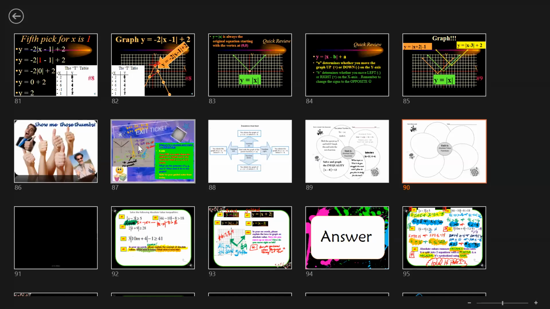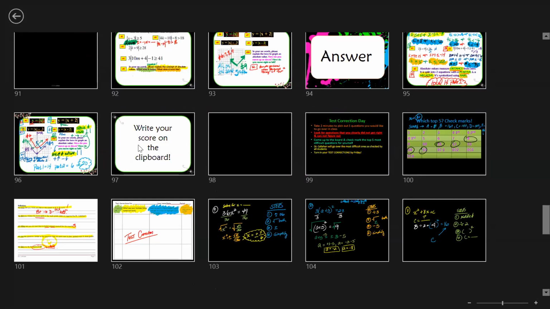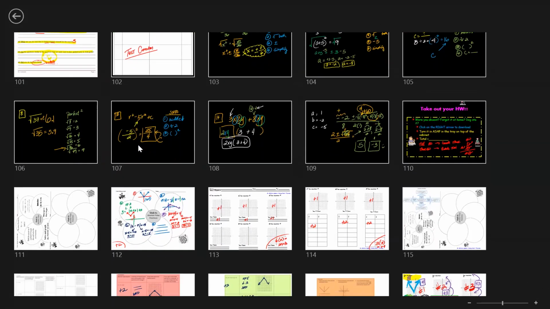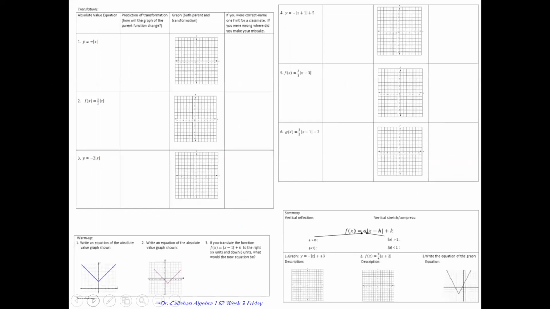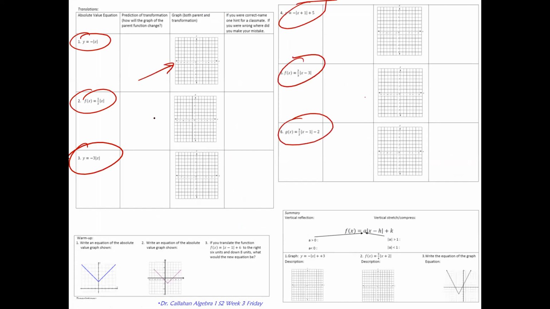All right, you guys, you should be done with this. Now let's go ahead and move on to the next activity. For you guys, it is going to be on this page right here. You do have some things that you can practice with. I want you to take these 6 questions here and graph them. And while you're doing that, I want you to predict the transformation, how the graph will change from the parent function. So go ahead and do that.